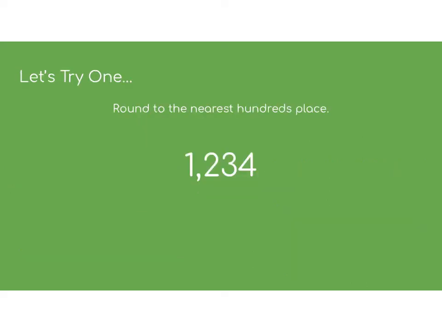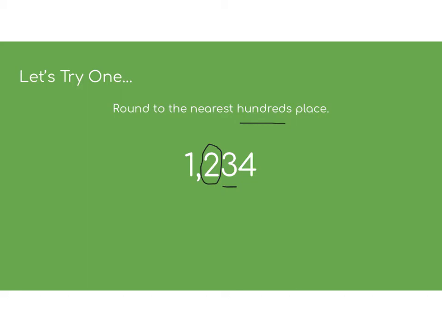Let's try one. Let's round this number to the nearest hundreds place. Now, here in our problem, it specifically mentions hundreds place. So we are going to round to the hundreds place, and we are going to start by circling the digit in the hundreds place. The 2 is in the hundreds place. I underline the digit to the right. The underlined digit decides whether we're rounding up or whether we're rounding down.